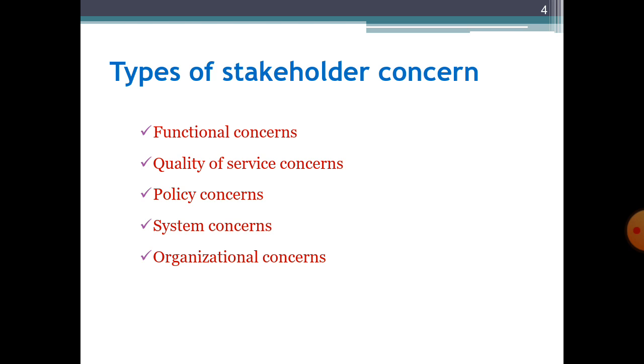So students, from here we can say that the core concerns of a system are functional concerns which relate to its primary purpose. For example, in a hospital information system, the core functional concerns are the creation, editing, retrieval, and management of patient records.